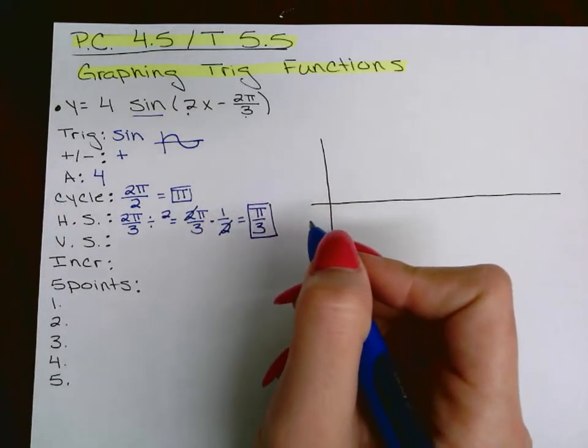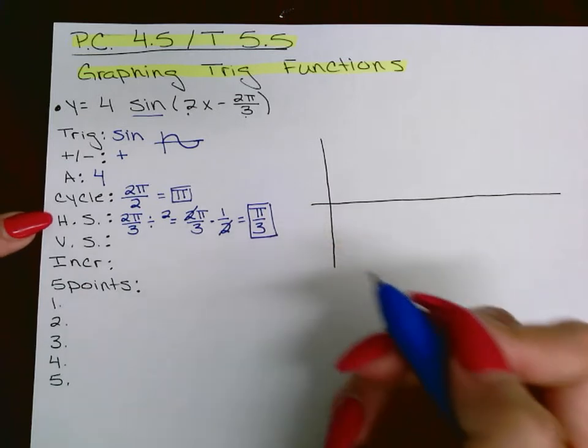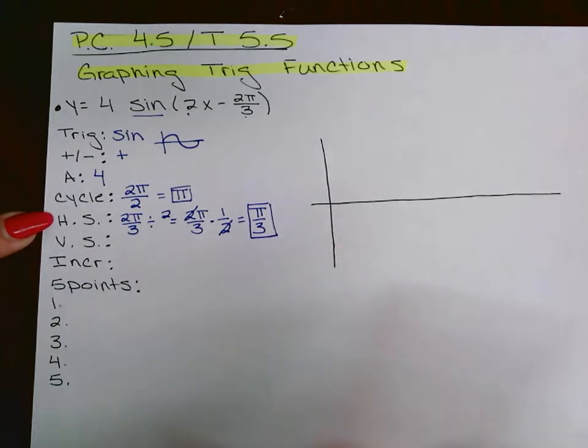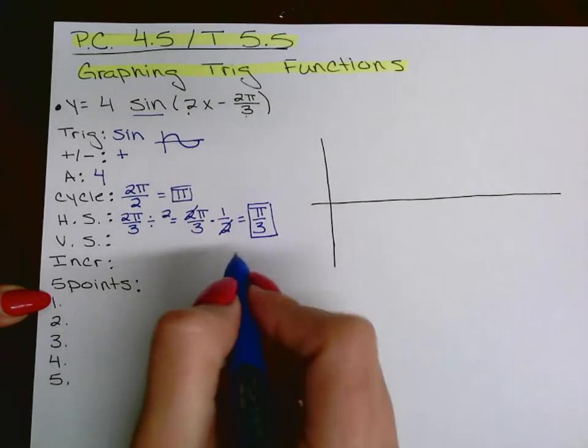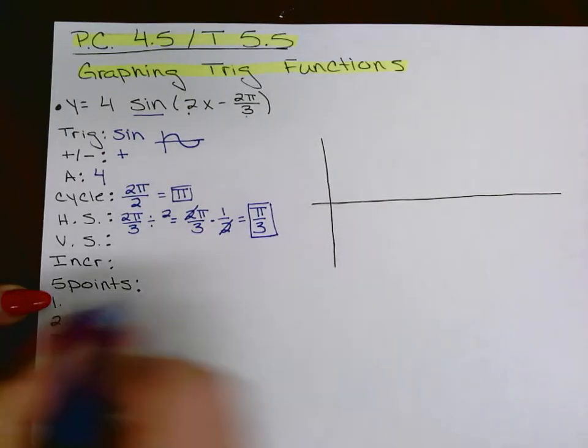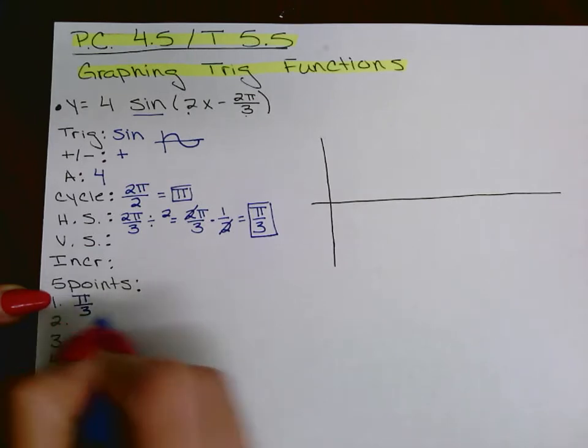Now, if you're referring back to that chart we made last class, the moment you have a horizontal shift, that is also the first of your 5 points. So I am automatically going to put on point 1 a positive pi over 3.